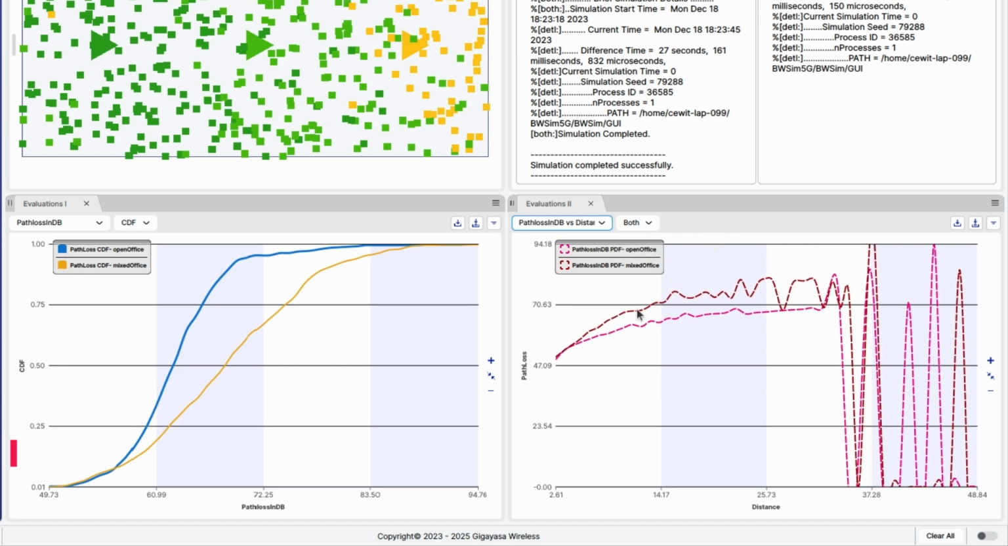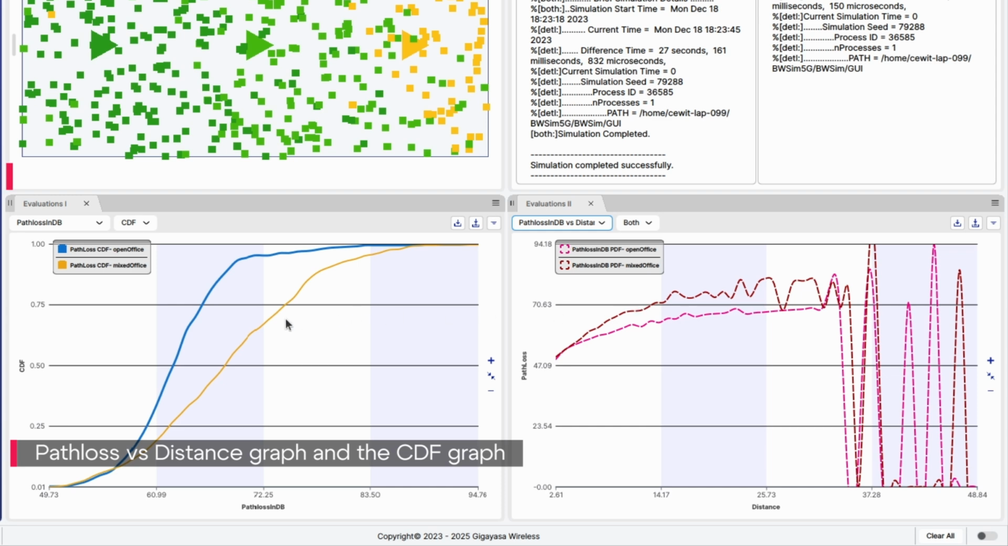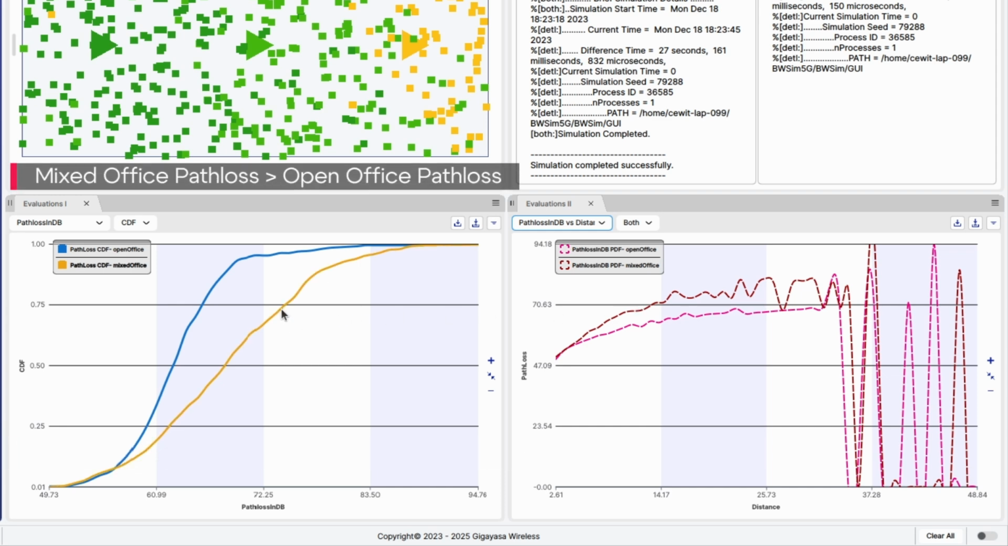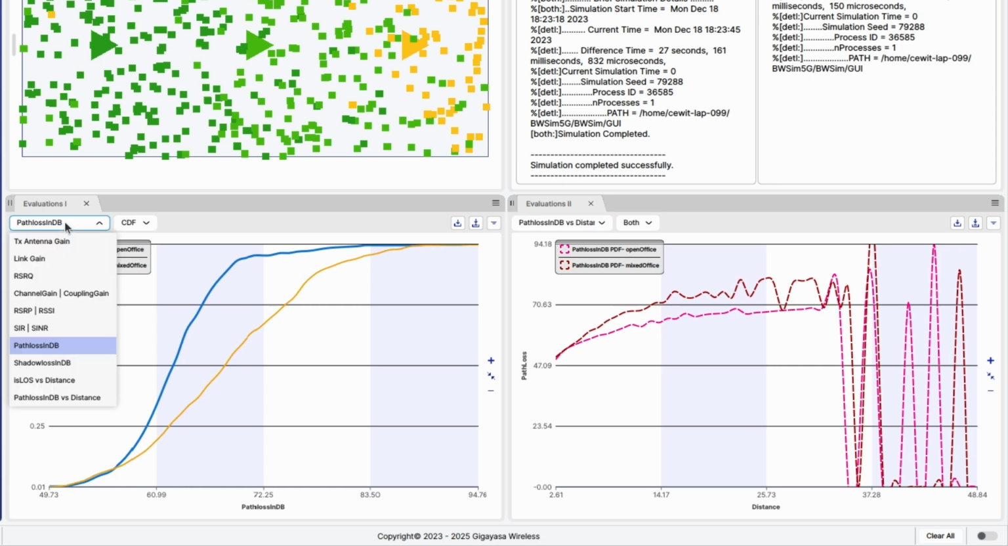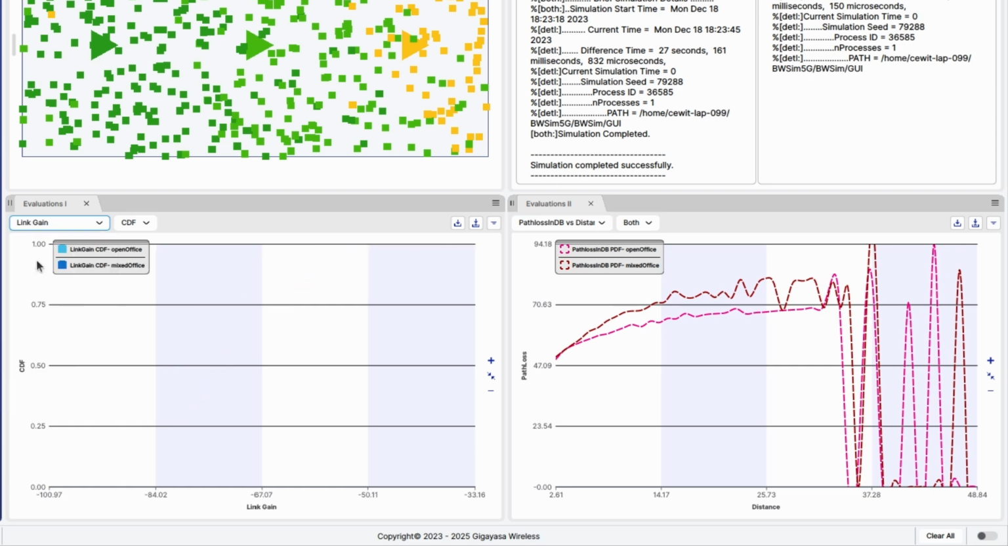What can we see from it? From the path loss versus distance graph and the CDF graph, it is seen that the mixed office suffers a higher path loss than the open office. This can be attributed to the fact that mixed office has more obstacles or scatterers which contribute to the path loss than in open office, which is relatively scarce with respect to the population of scatterers, thereby leading to this behavior. The next one we are going to take a look into is the link gain.